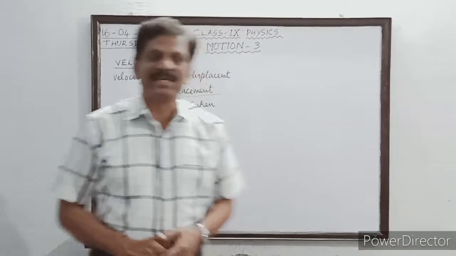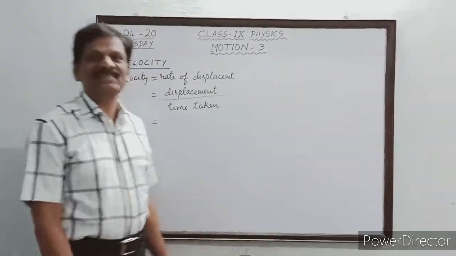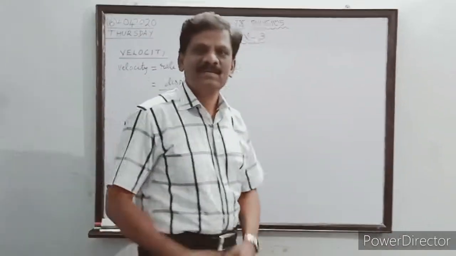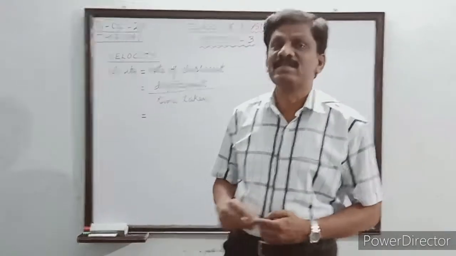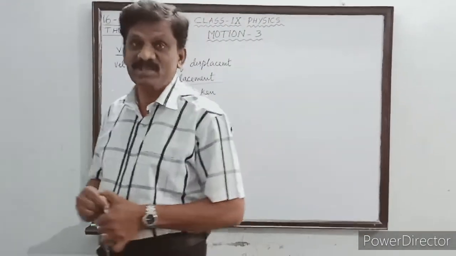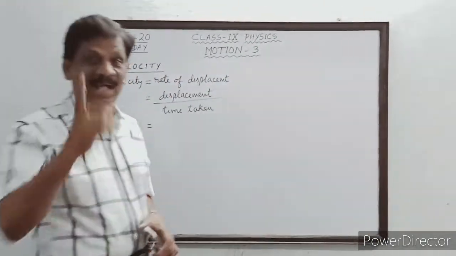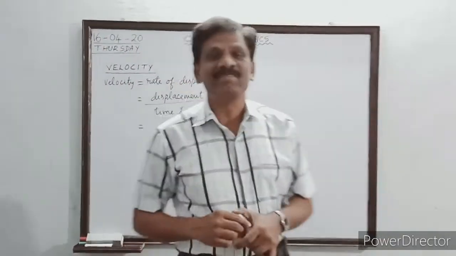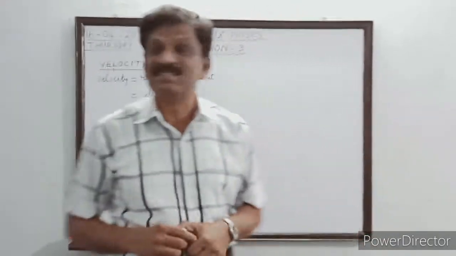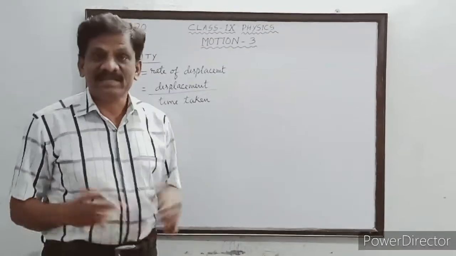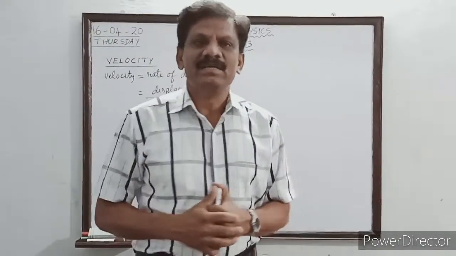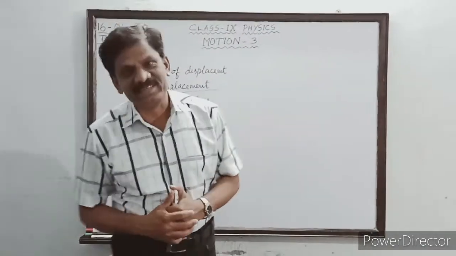Let us today explain a new topic, namely velocity of a body. In the last video we have studied speed of a body. Do you remember the definition? I will say. The speed of a body is defined as the rate of distance travelled. Rate of distance travelled means what? Distance travelled by time taken.